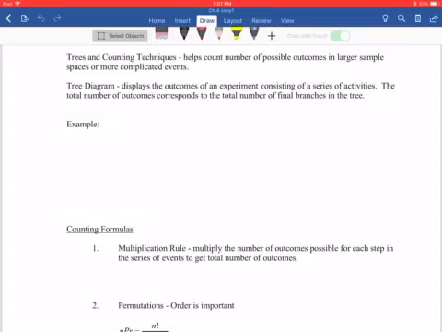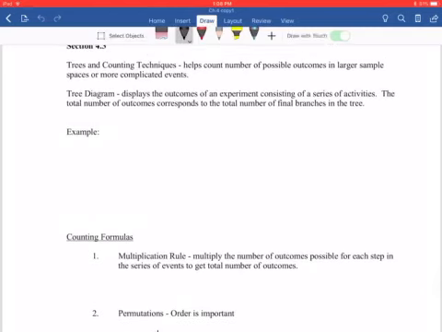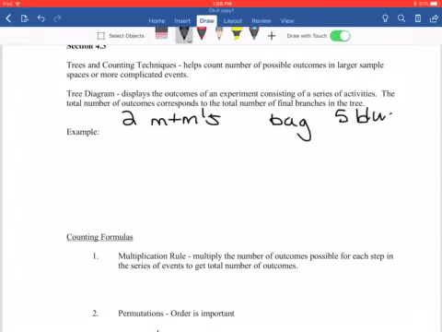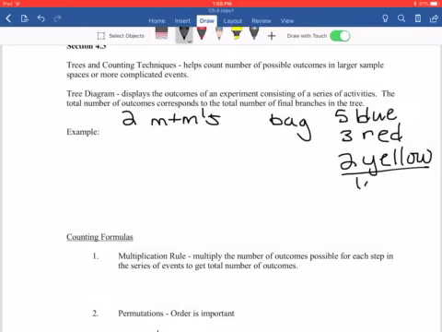So let's say we want to know the sample space of drawing 2 M&Ms out of a bag that contains 5 blue M&Ms, 3 red, and 2 yellow. So how many M&Ms do I have total? 8, 9, 10. I have 10 M&Ms, right? Okay, so I want to know the sample space for drawing 2 M&Ms.